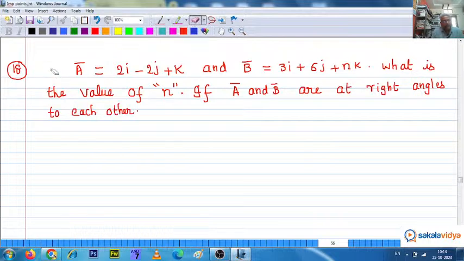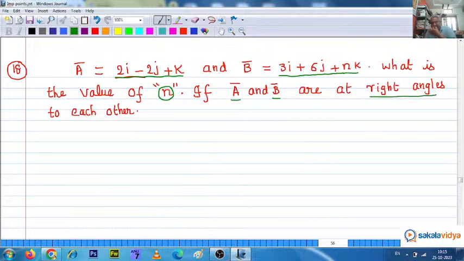Okay, let us modify the question. First let me read the question. a bar is equal to 2i minus 2j plus k, b bar is equal to 3i plus 6j plus nk, n is unknown. What is the value of n if a bar and b bar are at right angles? Right angles means the angle between them is 90 degrees. If these two are perpendicular, that means a bar perpendicular to b bar, then what will be the value of n? This is our question. So, very simple application: a dot b is equal to 0, that is all, then you will get the answer.